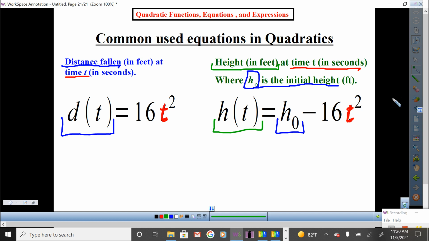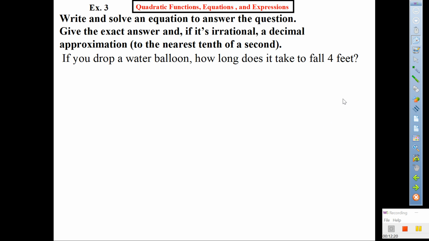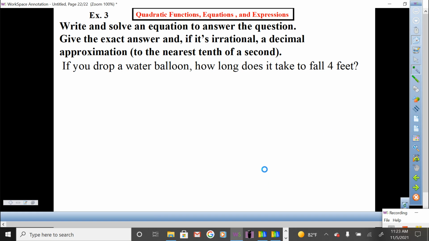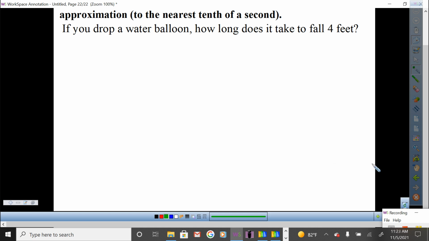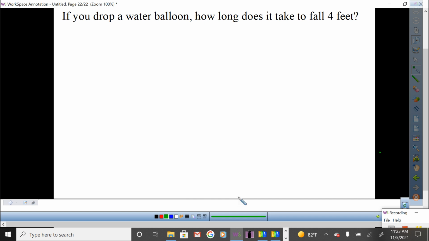All right. So with that said, let's start with our first word problem. Copy this, please. Example 3. Don't copy all the verbiage at the top. Just copy the last statement that reads: if you drop a water balloon, how long does it take to fall 4 feet? If you drop a water balloon, how long does it take to fall 4 feet?